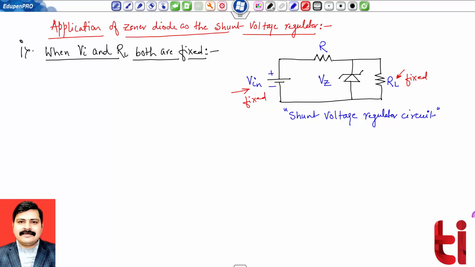Now, for the analysis, the very first step is to temporarily remove this Zener diode from the circuit. Okay, so I'm redrawing the circuit by temporarily removing it. Series resistance R, my load resistance is there, input battery V in, so this is my R, and I'm saying that the voltage across the open circuited terminal is suppose V dash, and this is my RL.